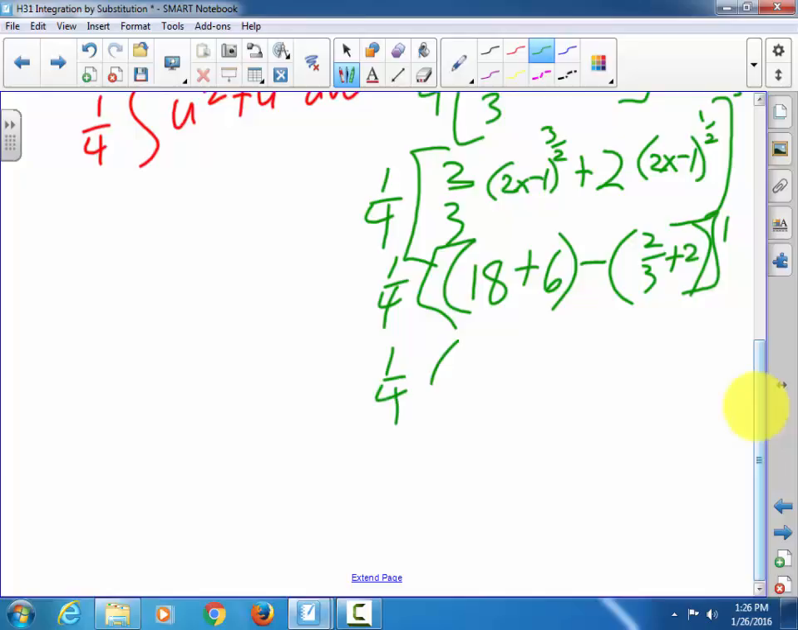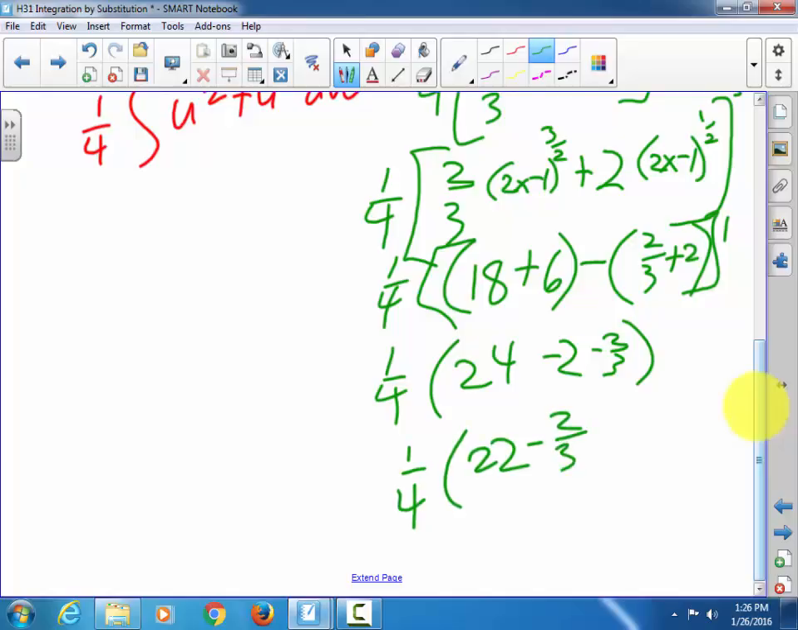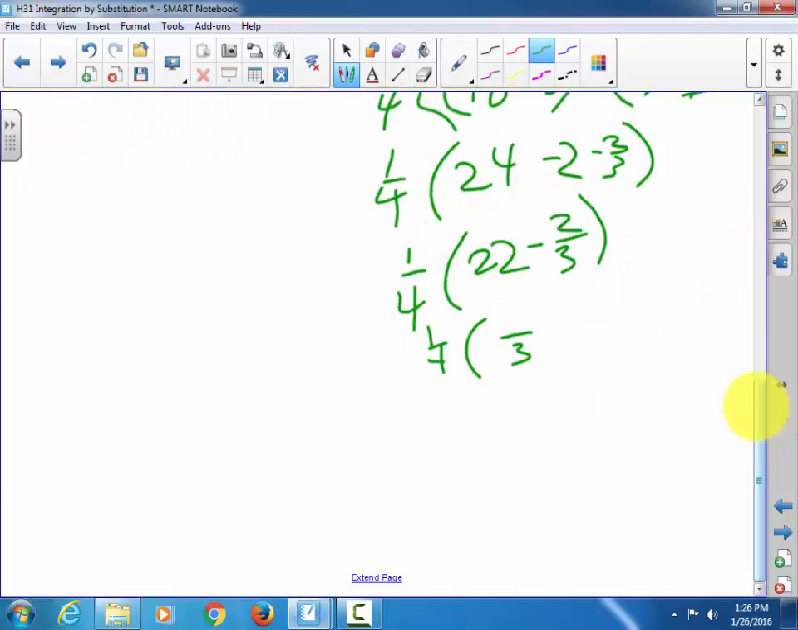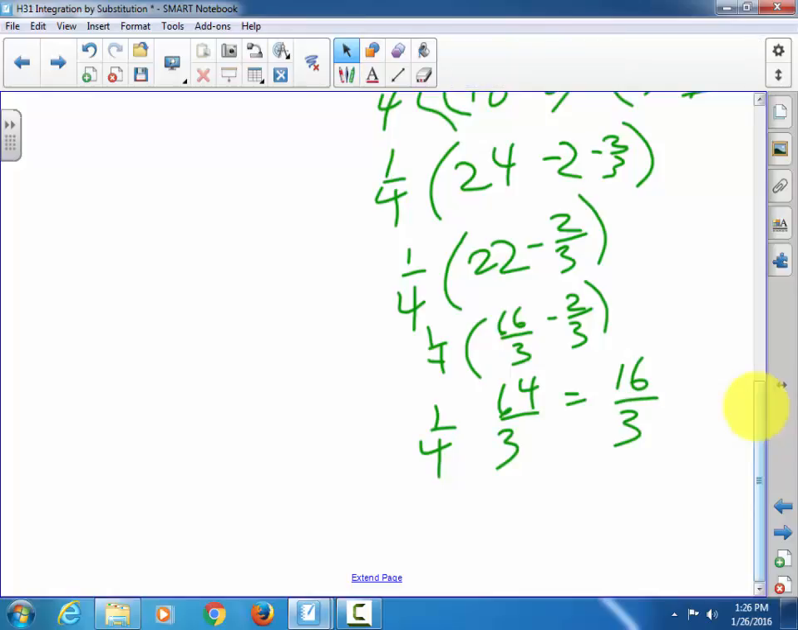I'm going to get a quarter of 24 minus 2 plus, minus 2 minus 2/3. Minus 2 minus 2/3. That's 22 minus 2/3. That's a quarter of, make that a 3, 66 minus 2/3. A quarter of 64/3, which is 16/3. If I did any of that right. I don't know if I did it right or not.